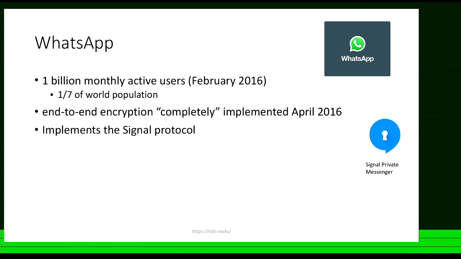WhatsApp is used by 1 billion users all around the world. So 6 out of 7 people do not use WhatsApp. They were one of the messengers that early on made an effort to implement end-to-end encryption, fortunately. And they completed this effort in April 2016. They implement the Signal protocol, which is pretty much state of the art when it comes to cryptography, and it's known from the Signal messenger, which was previously known as TextSecure.